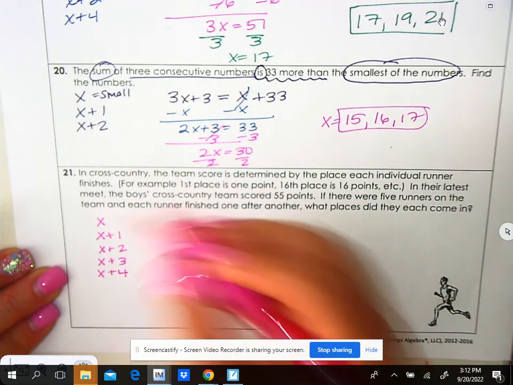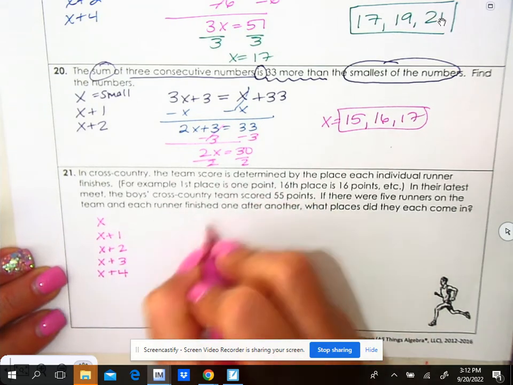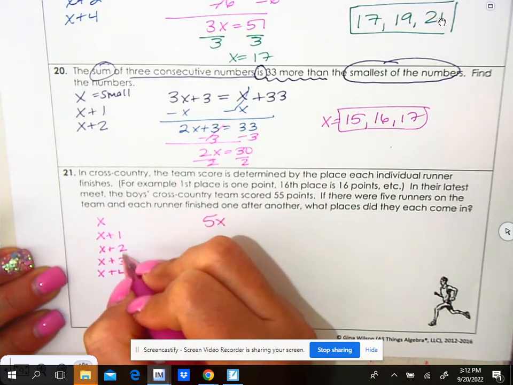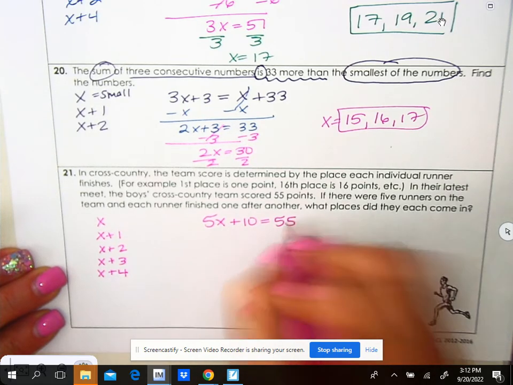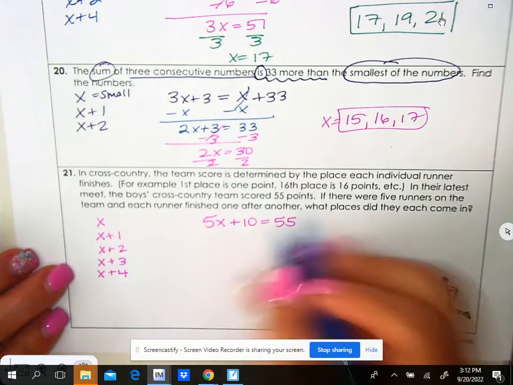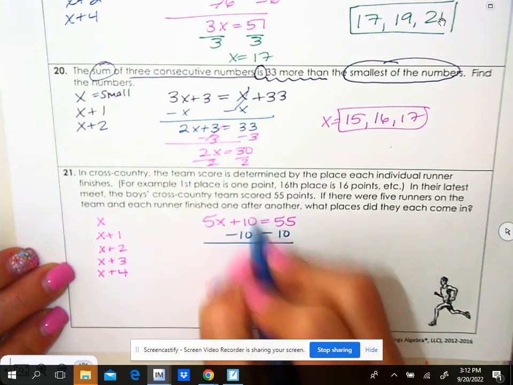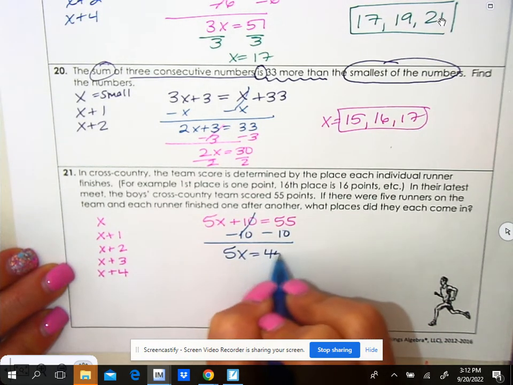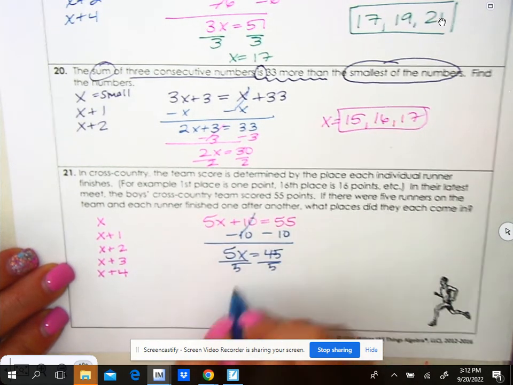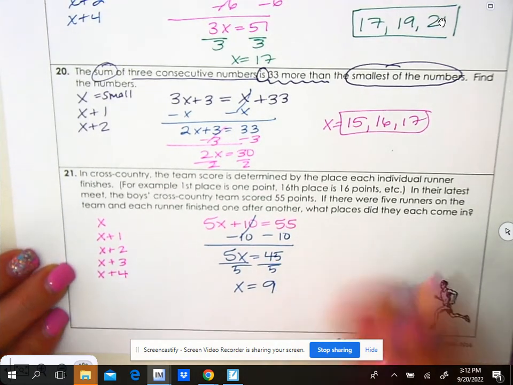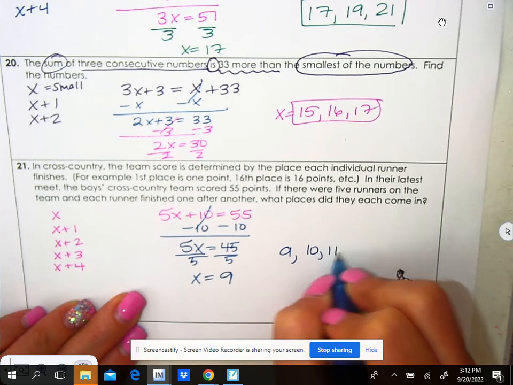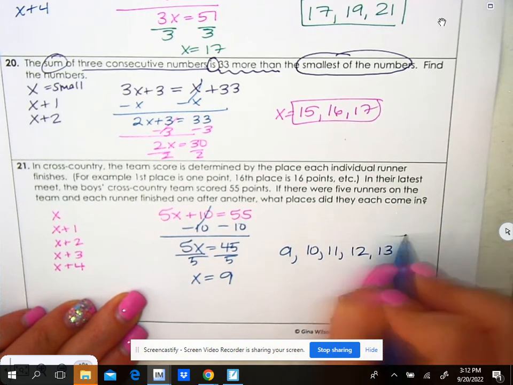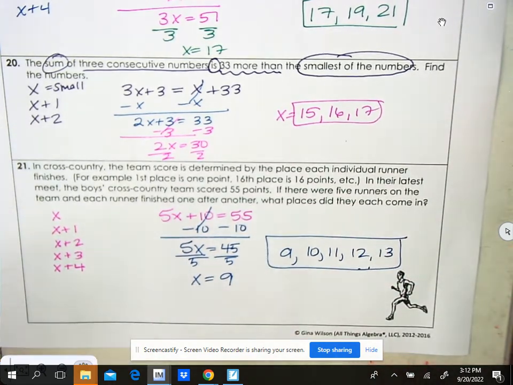1, 2, 3, 4, 5. Add all of that up. That's 1, 2, 3, 4, 5 X's. 1 and 2 is 3. 3 and 3 is 6. 6 and 4 is 10. And that's going to equal 55 points. So the first kid finished in 9th place. That means they finished 9th, 10th, 11th, 12th, and 13th.